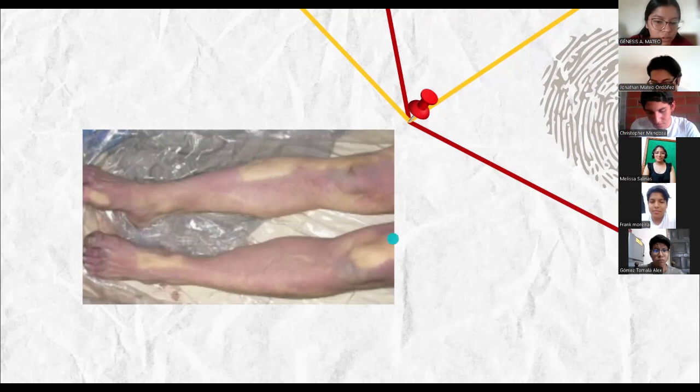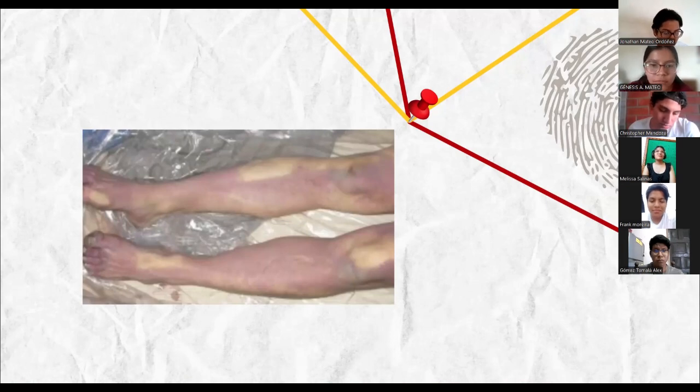Okay, Genesis, please. Okay, so I agree with what Christopher said because we also have to consider the bluish purple discoloration of that body. Yes, correct. We have purple color in the body. Remember that this is a characteristic of the livor mortis phenomenon, right? So in conclusion, this body has been dead for 6 to 12 hours, right? And the phenomenon is livor mortis.